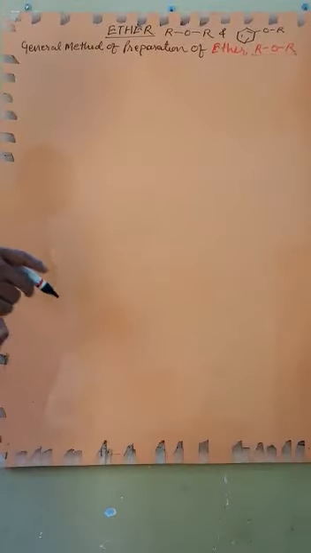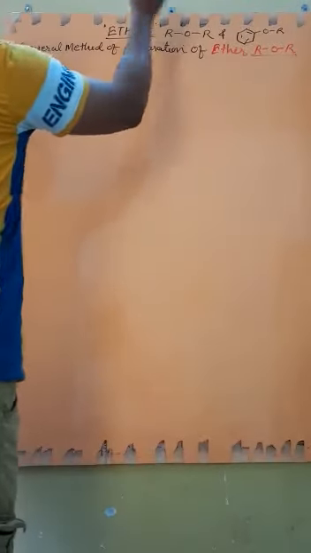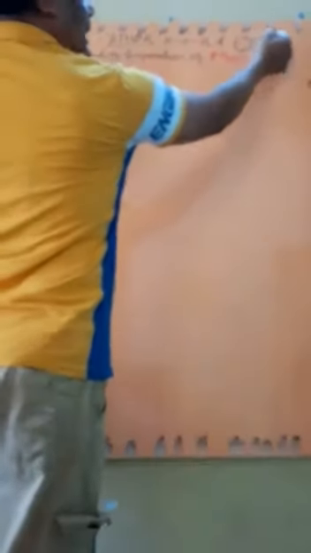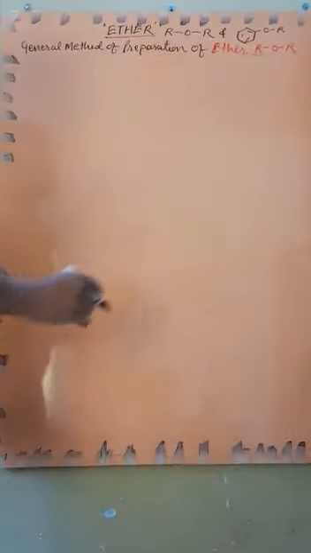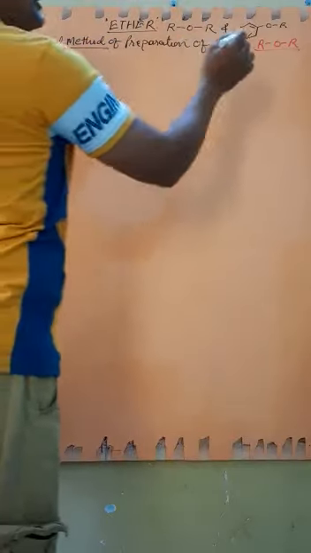Yes, Jai Gurudev student. Now the next content is ether. ROR, that is simply dialkyl ether, or benzene ring O and R, that is what mixed ether. This is called aryl alkyl ether. So first topic is general method of preparation of ether.